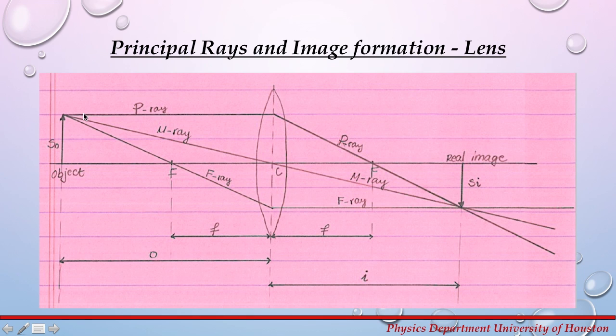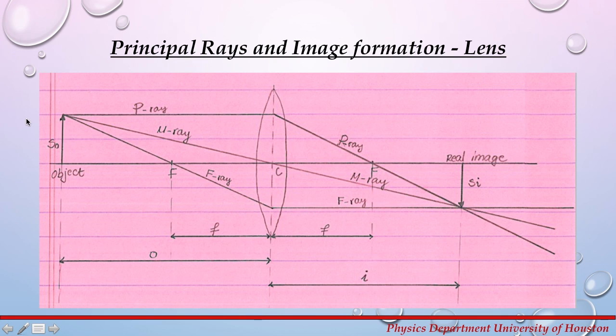The P ray is the ray that is projected parallel to the principal axis, and it will bend to pass through a focal point here, and this is a principal focal point. So our center of the lens is here, and then the principal axis goes through the center of the lens.